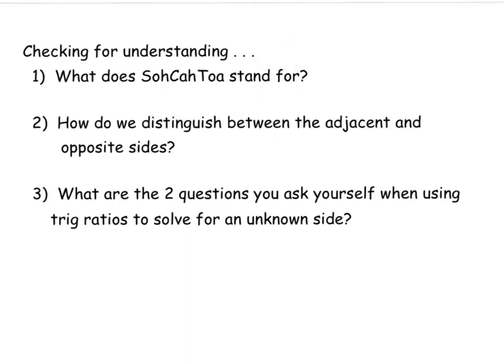Checking for some understanding now. We're looking at question 1. What does SOHCAHTOA stand for? Sine, cosine, tangent. Talked about that in the last slide. 2 is real important. How do we distinguish between the adjacent and the opposite sides? Remember, those adjacent and opposite sides switch depending on which angle you're starting with. Do not get fooled by always leaving them in the same place. The hypotenuse stays in the same place. And what are the 2 questions you ask yourself when using trig ratios to solve for unknown sides? Hey, did I label them? And which one goes where, right?